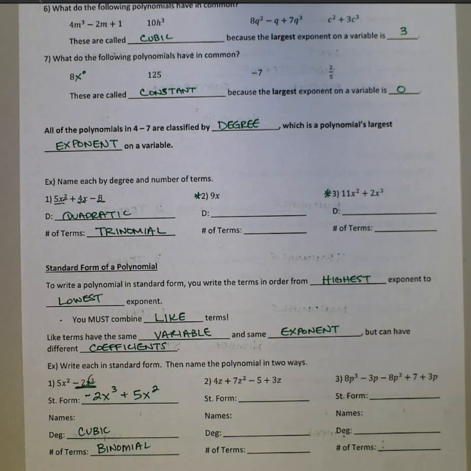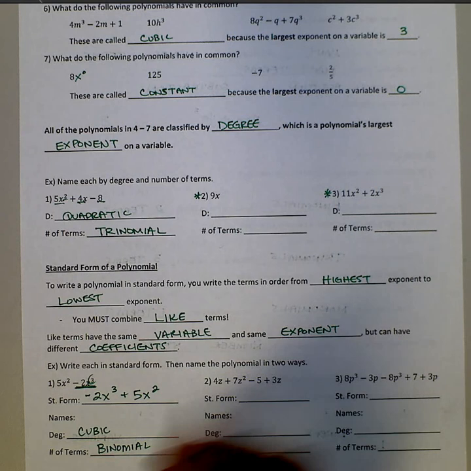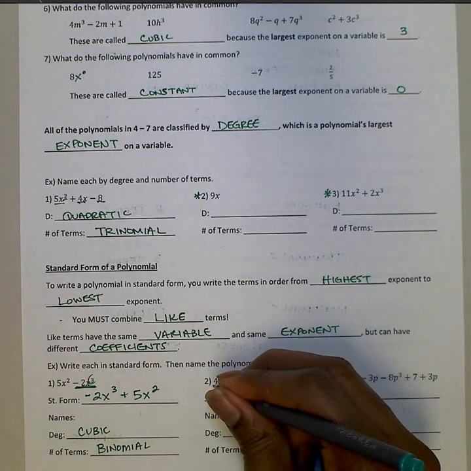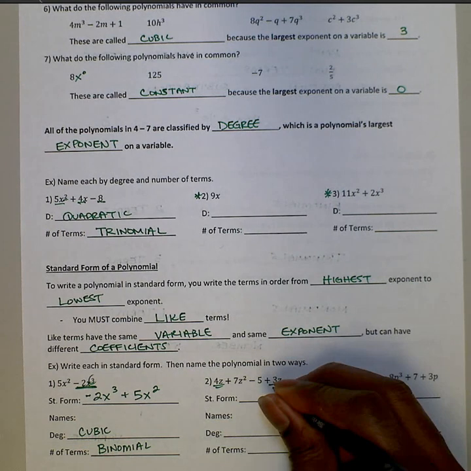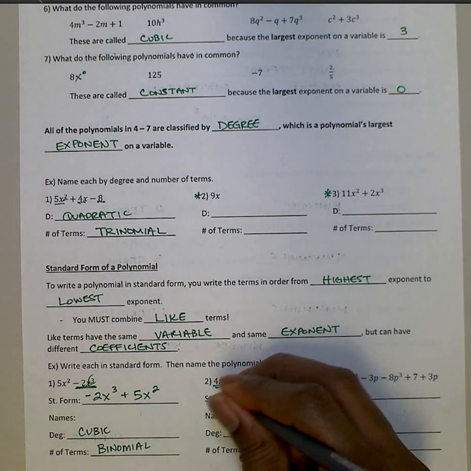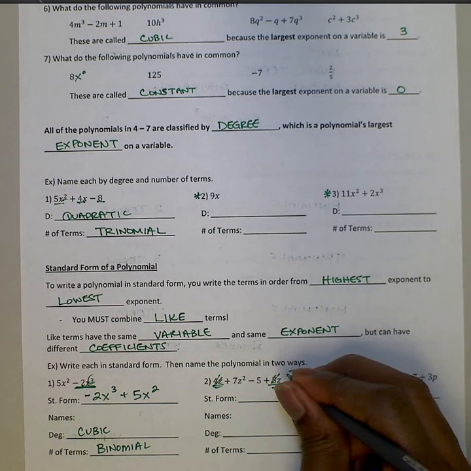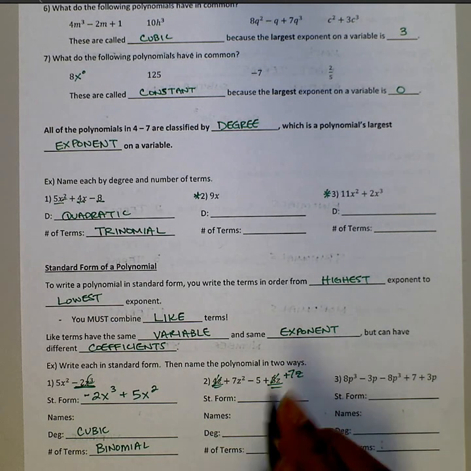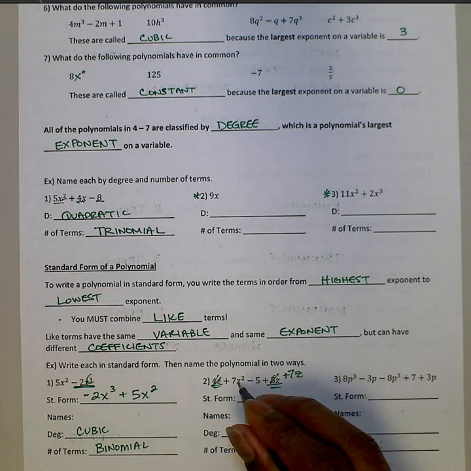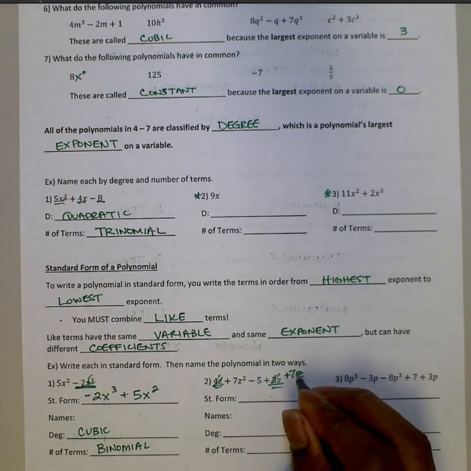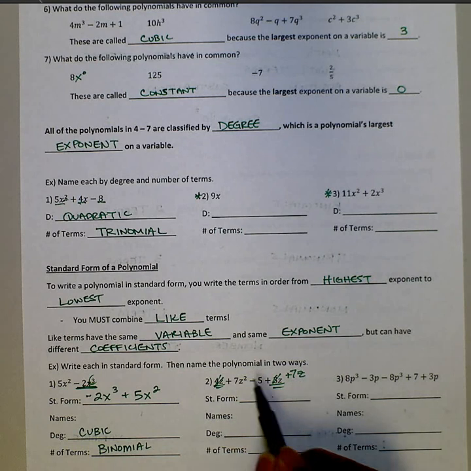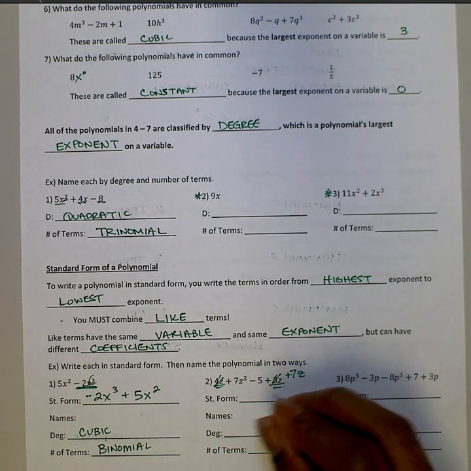Number 2, doing the same thing. First, we want to make sure we look for like terms, and here we do have like terms, 4z and 3z. Put those together, that's 7z. Positive 7z. Okay, and then as we look, we see that we have a positive 7z squared minus 5 and positive 7z. Just a reminder that 7z and 7z squared are not like terms because they have a different exponent. So now we'll order it from greatest exponent.